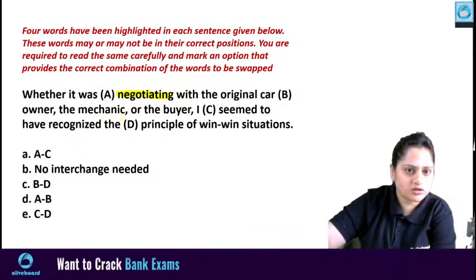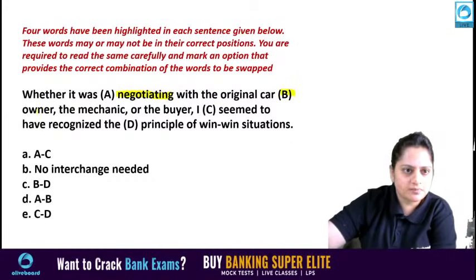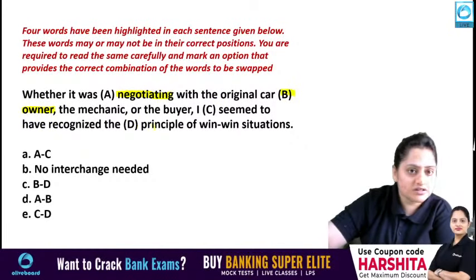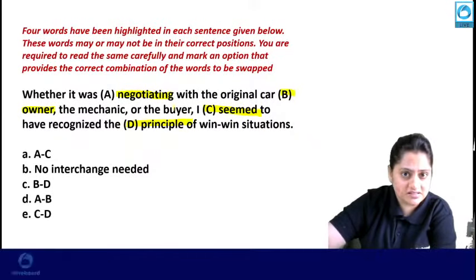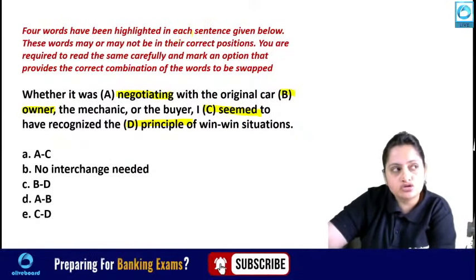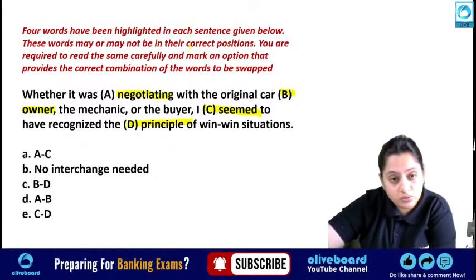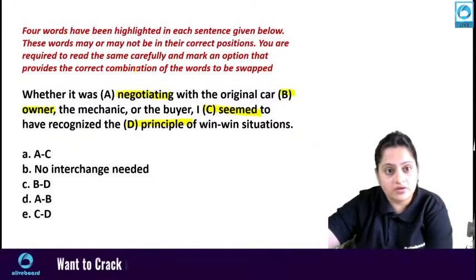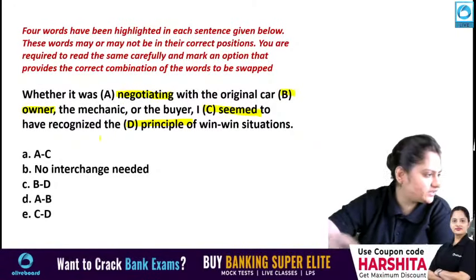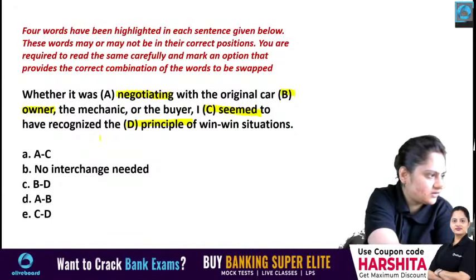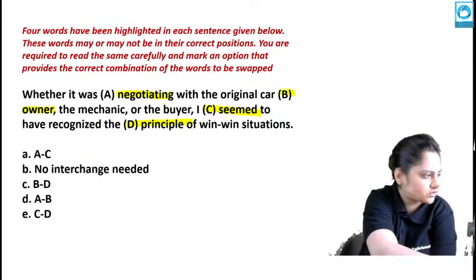Negotiating is your first word. Second word, as you can see here, B word is owner. C word is seemed. You have to interchange. Now, this is also a very scoring question, I must say. If you're getting it at mains level also, 3 to 5 questions in this set, you can do it and obviously score a lot here. Highlighted words need to be interchanged as per the meaning. Now you have to tell me which can be interchanged, what will be your final answer.